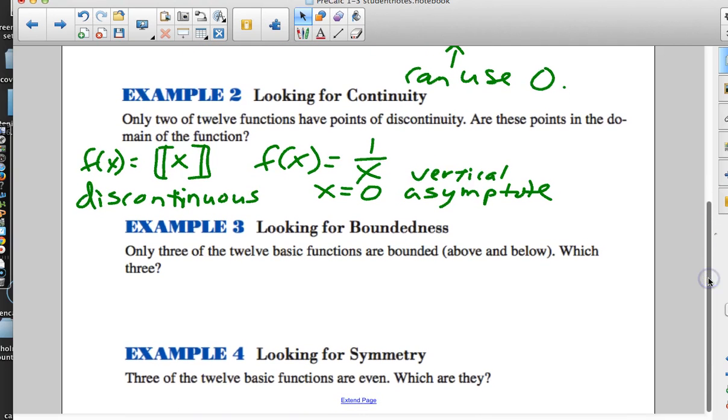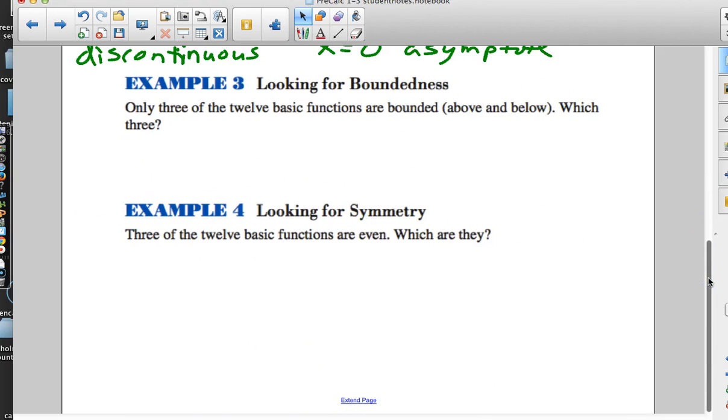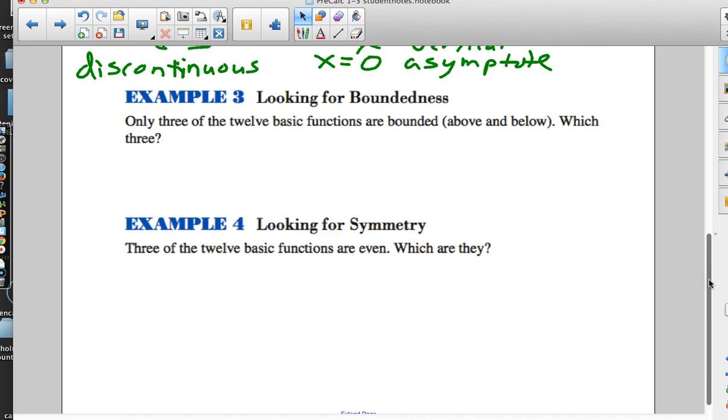Example 3. 3 of the 12 functions are bounded, which of course means they're bounded both above and below. Which 3? Which one? Logistic function?